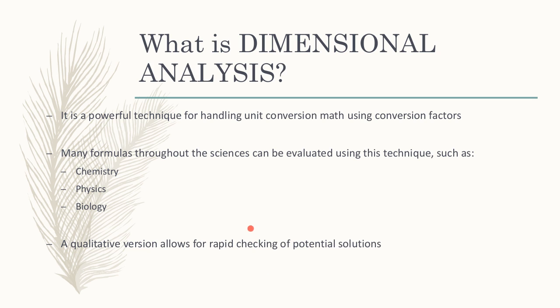First thing we'll go over is, what is dimensional analysis? Well, it is a powerful technique for handling unit conversion math using things called conversion factors, which we'll go over in a minute. Many formulas throughout the sciences can be evaluated using this technique, including chemistry, physics, and biology. The normal technique is a quantitative technique where you're using both the numbers and the units to solve the problem, but there is also a qualitative technique that allows you to quickly check if a solution is likely to be wrong or not before you go through the whole entering all your numbers into the calculator and everything. Also, if anyone has any questions, feel free to post a message in the chat. I'll be glad to answer any that anyone has.